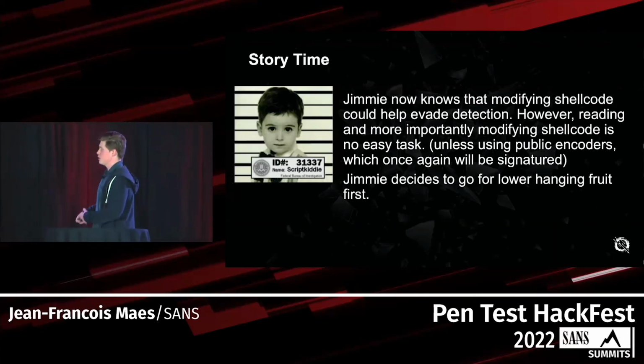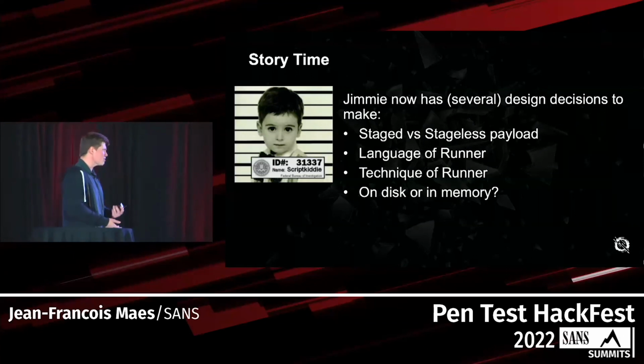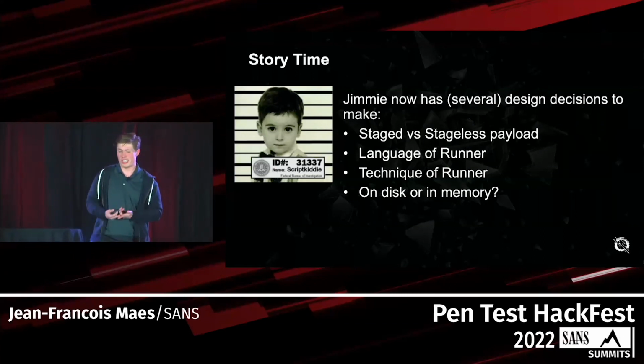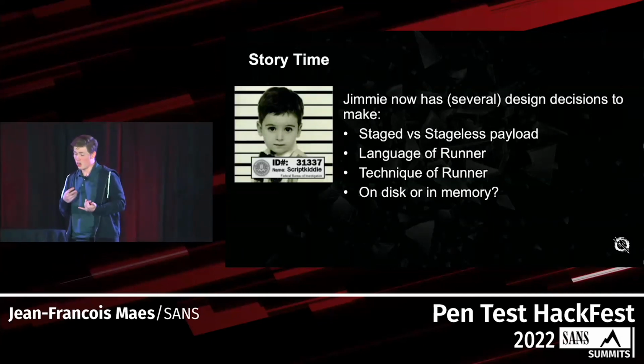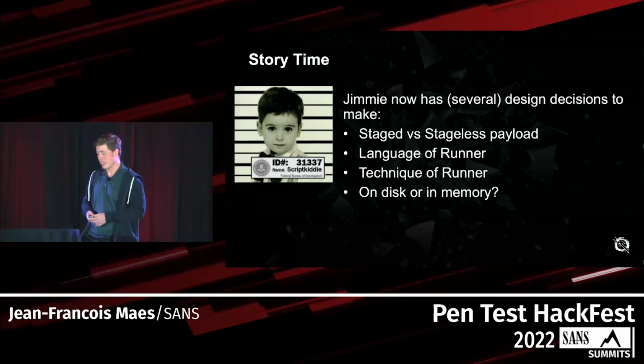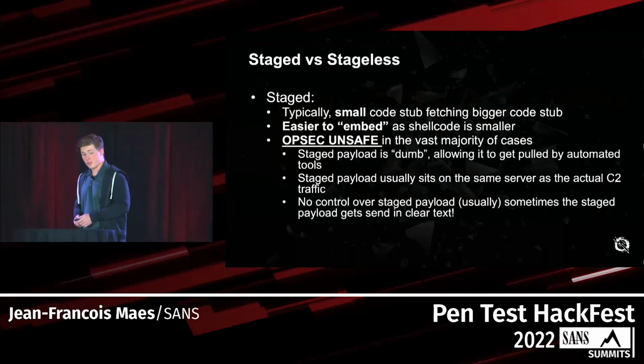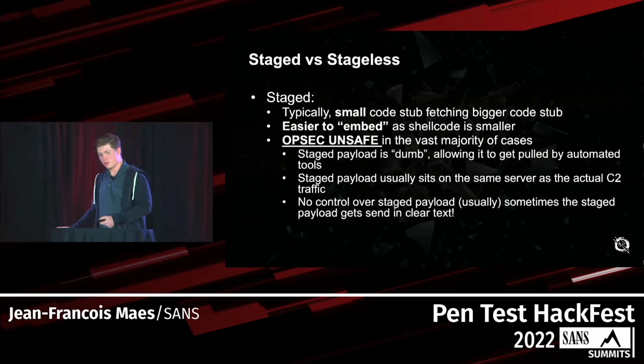So Jimmy decides to, even though he now has the knowledge to encode shellcode, go another route and go for lower hanging fruit first. So now Jimmy has several design decisions to make, right? Staged versus stageless payloads, the language of the runner. What technique are we going to use? Are we going to drop on disk or are we going to stay in memory? Right. So before we start answering all those questions, we first have to understand staged versus stageless.